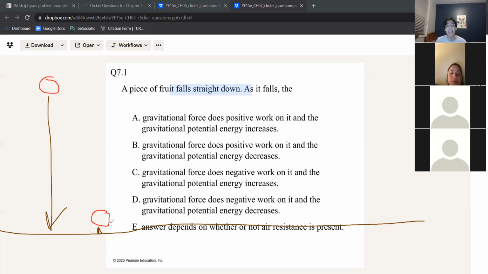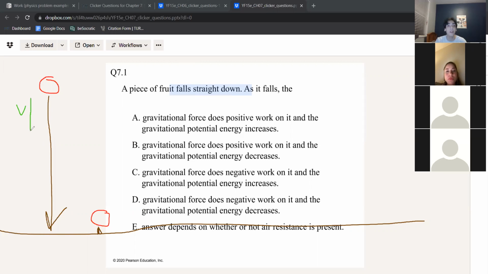So the closer you get to the ground, the lower your gravitational potential energy is. True, right? So that's how I would go about it too. And that would be the first half at least. And then one thing that we know for a fact is, since it's falling straight down, in this situation the direction of gravity is the positive direction, right?